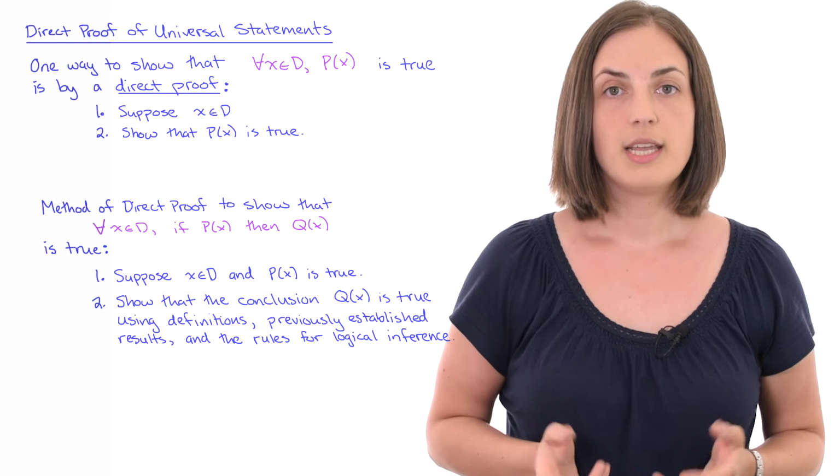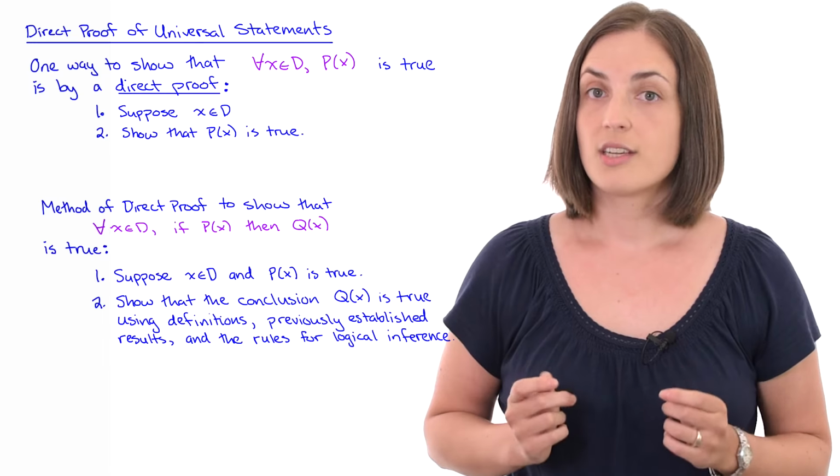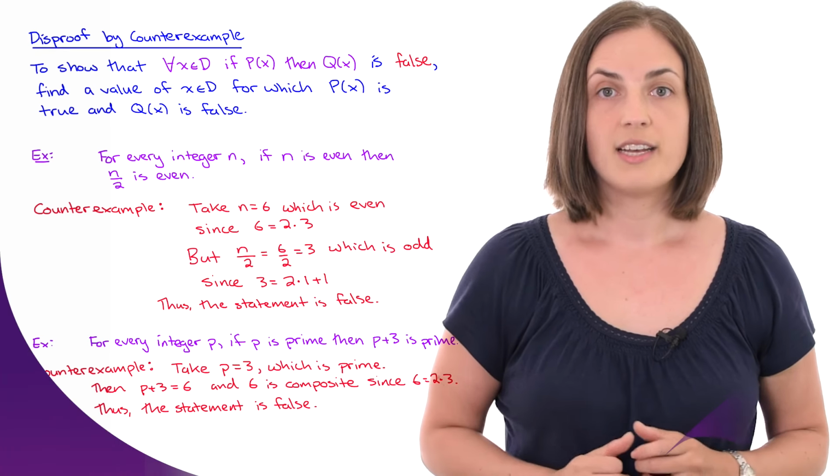So in this video, we have seen that one way to show that a universal conditional statement is true is to use a direct proof. We have also seen that to show that such a statement is false, we just need to find a counterexample.